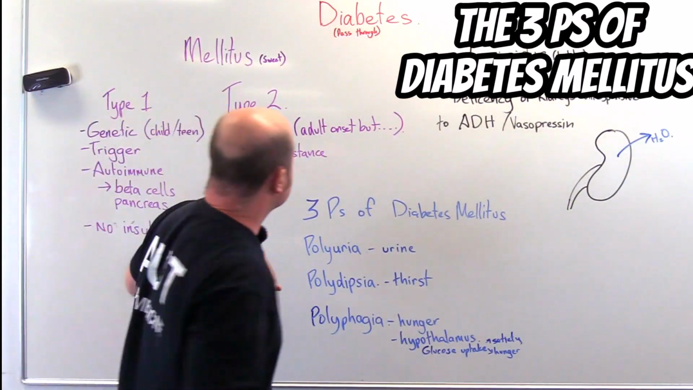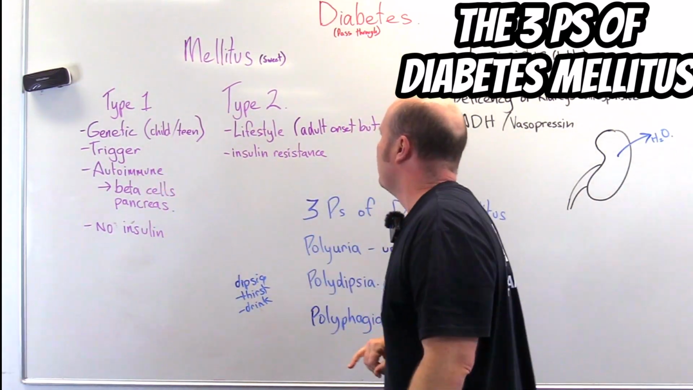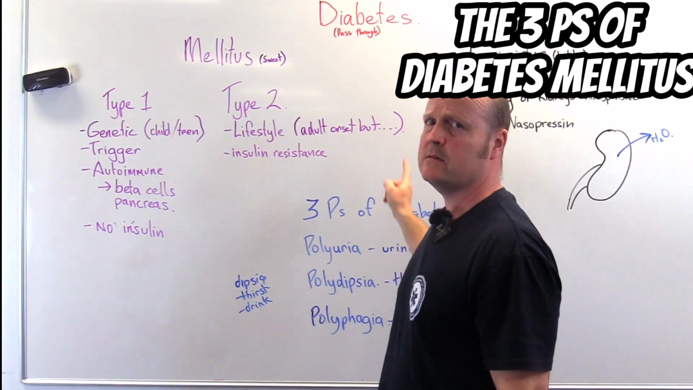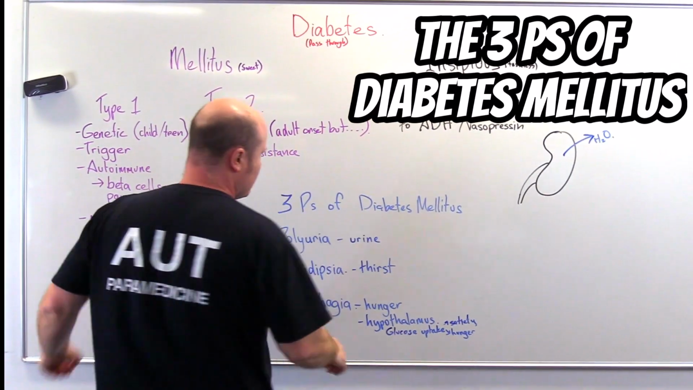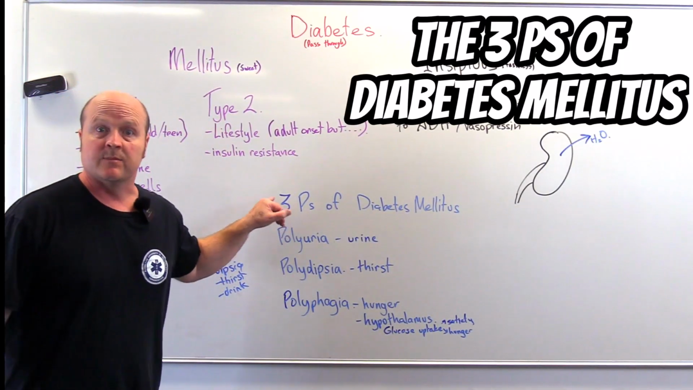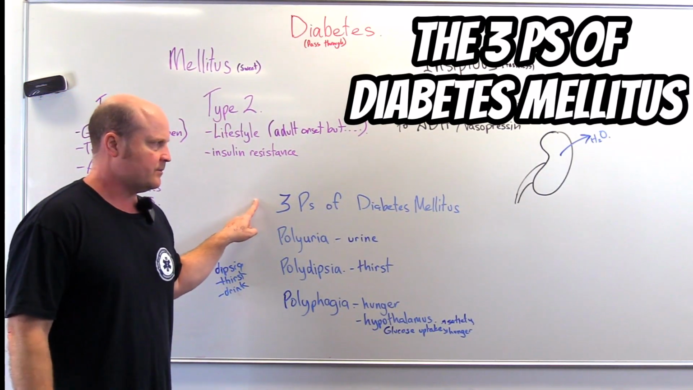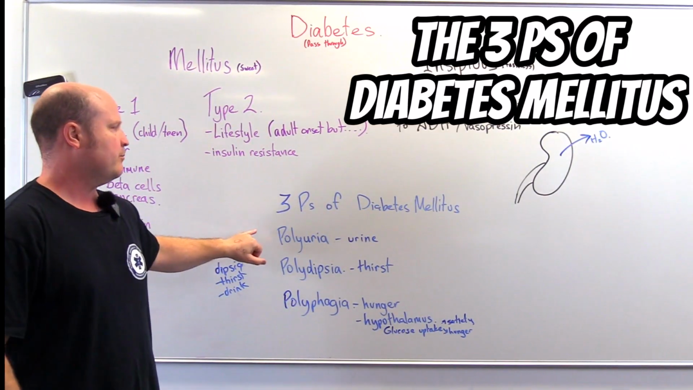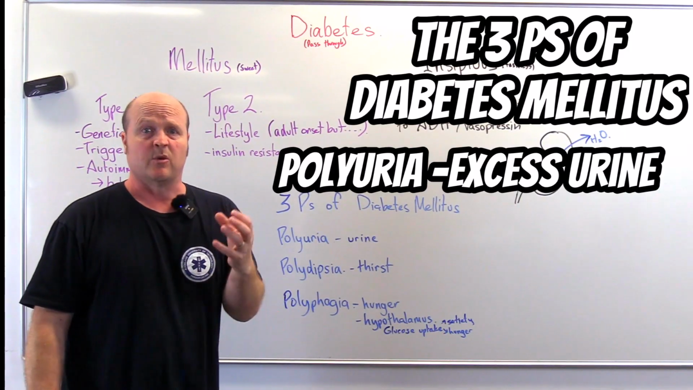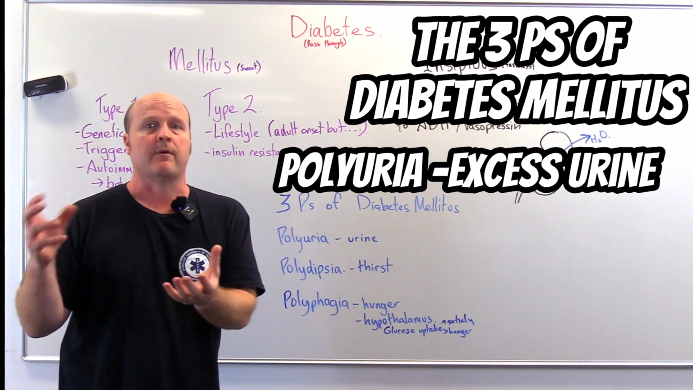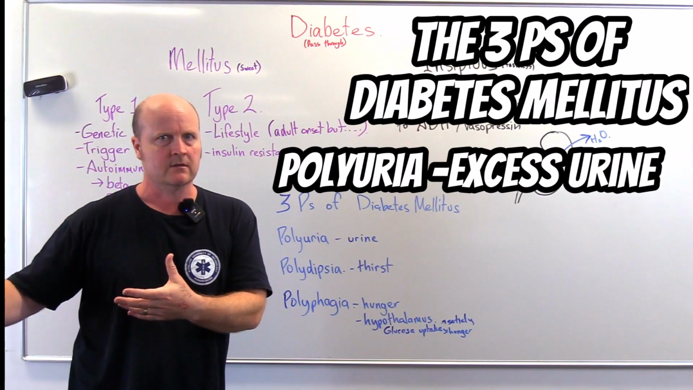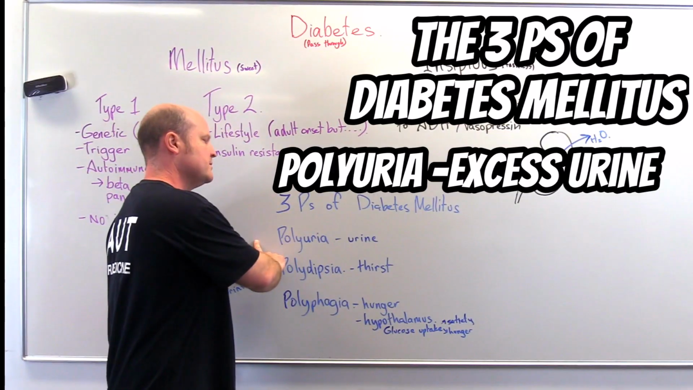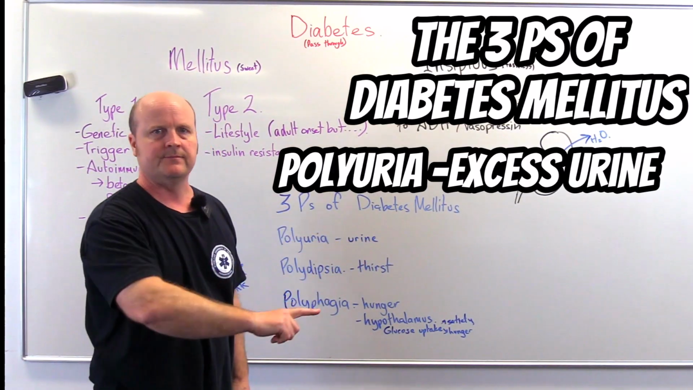Diabetes mellitus: either no insulin, type 1, or our body stops responding to insulin, type 2. If this happens, then we get our 3 Ps of diabetes mellitus. When we're thinking of the symptoms of diabetes mellitus, if our blood sugars increase, then we get polyuria. So poly, like Polynesia, there are many islands in Polynesia. So poly means many. Uria, urine. First symptom, lots of urine.